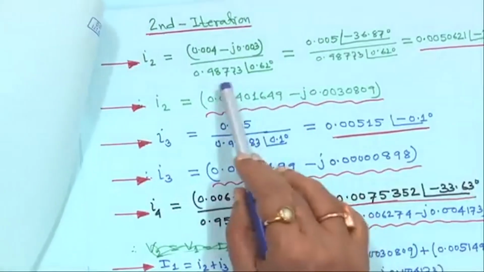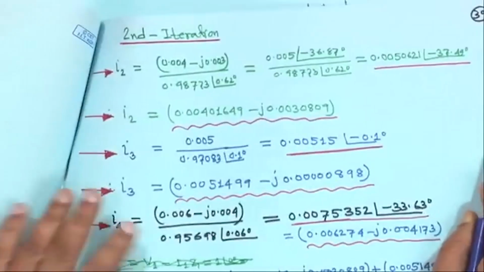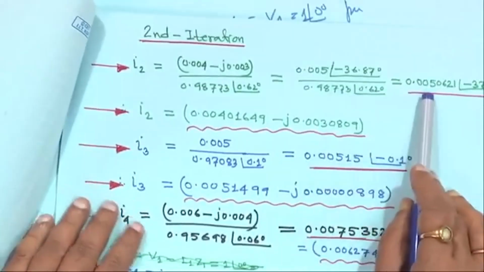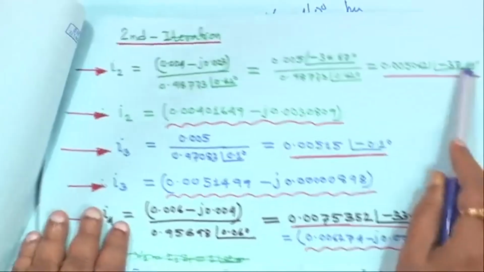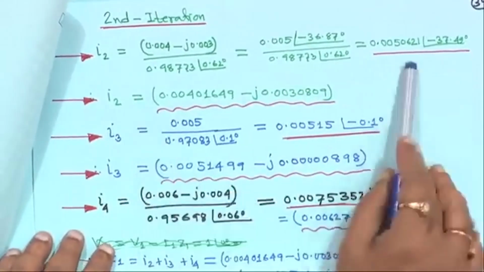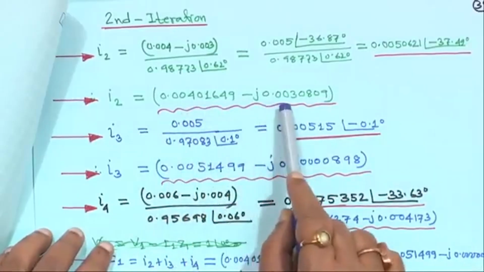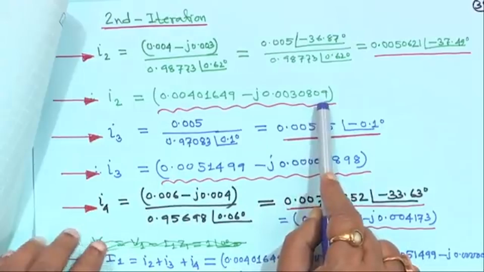So, it will be 0.98773 angle 0.62 degree. If you simplify, then I2 will become 0.005061 angle minus 37.49 degree. So, I2 is equal to 0.00401649 minus j 0.0030809.